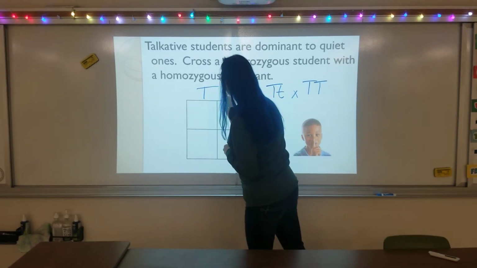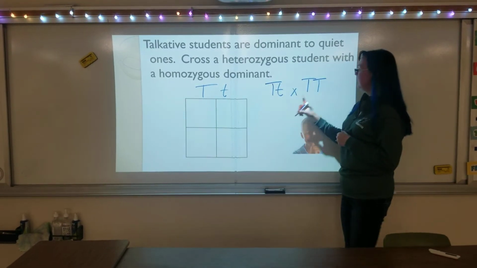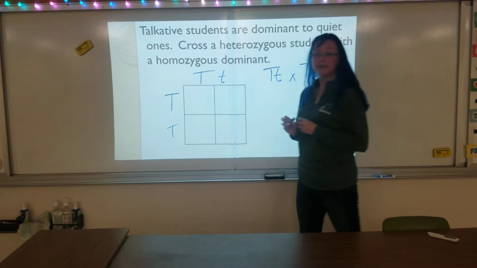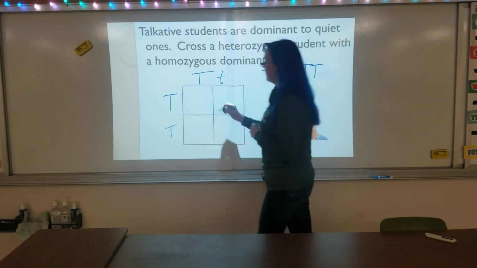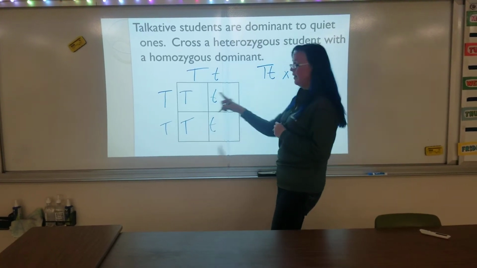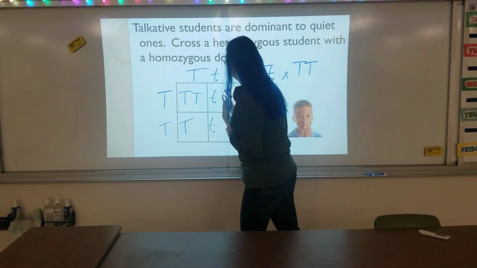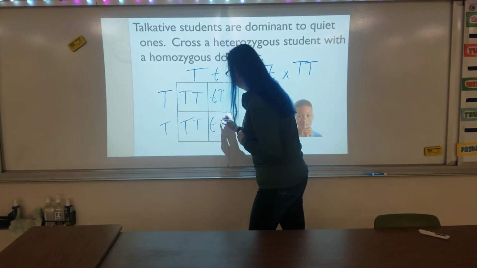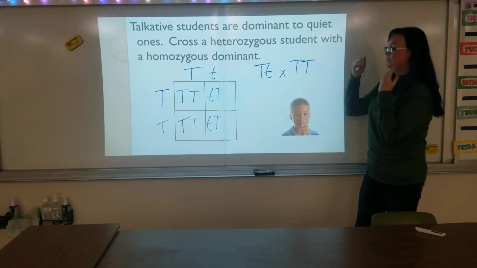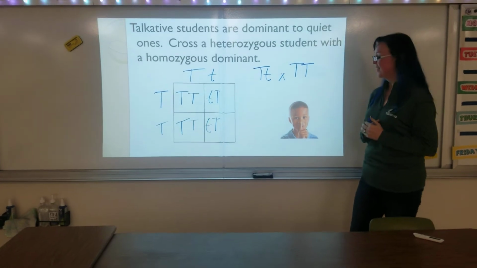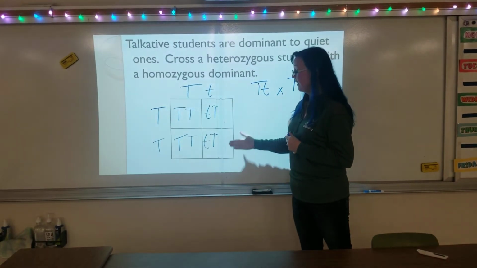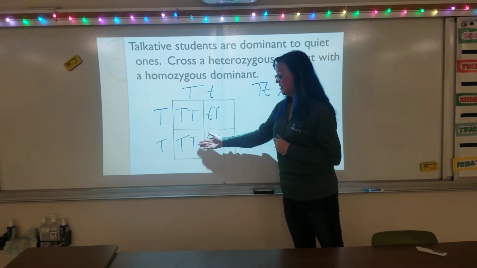So capital T, lowercase t, there's that one. And this one, I'm going to decide to put it over here on the left. Okay, then we finish our Punnett square, up, down, and then left, right. Okay, so in this case, we're going to have 100% of our students being talkative. We have 2 of them that are heterozygous, so they'll be carriers of the trait for quiet, but 2 of them will be homozygous dominant.